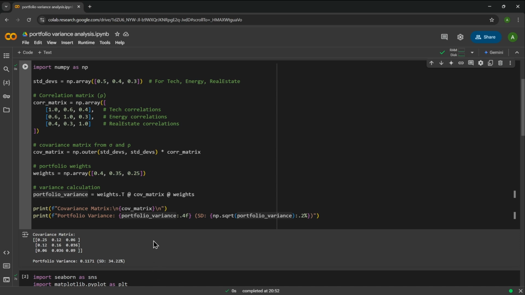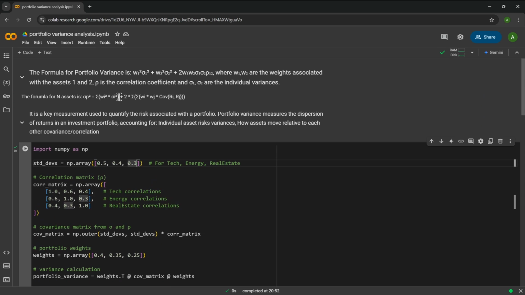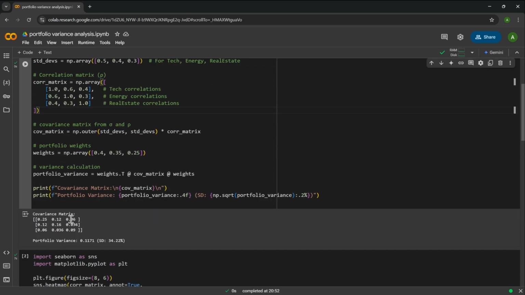Okay, so now we are looking at the covariance matrix, right? Here there are a lot of interesting things that you can look at. You can see the diagonal elements 0.25, 0.16, and 0.09. All of these represent the individual variances of the assets in the portfolio. You're just squaring the standard deviation: 0.5 squared, 0.4 squared, and 0.3 squared are essentially the diagonal elements. And that is just sigma that we've used here. These are the sigmas.